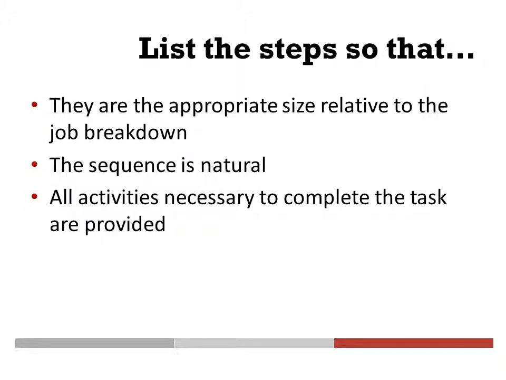The first thing we do in our groups is list the steps of a task. We want to make sure that they're appropriate size relative to the breakdown of the job. We want the steps to be in a natural sequence. Many tasks have a beginning, a middle, and an end, and the order that we put the steps in should reflect that. We also want to make sure that the steps are complete, that all the activities necessary to complete the task are provided and recorded in the task analysis template.